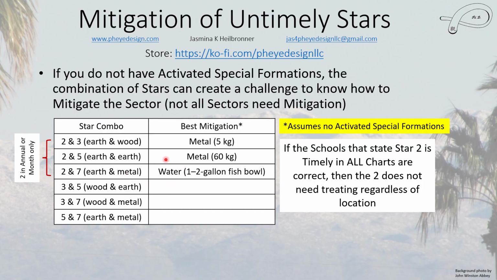So the reason why I choose water is water will reduce the metal, and metal reduces the earth, and the water also tames the earth. It controls it. But we don't want a lot of water. Probably a 1 or maybe a 2-gallon fish bowl is adequate. This is something you can carry. A big fish tank is way too much.